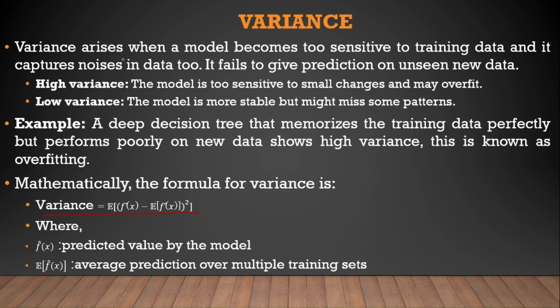Variance arises when the model becomes too sensitive to the training data and captures the noise in the data too. It fails to give predictions on unseen new data sets. If it has high variance, the model is too sensitive to small changes and may overfit. With low variance, the model is more stable but might miss some patterns. Here, deep decision trees memorize the training data sets perfectly but perform poorly on new data, which shows high variance. This is what we call overfitting.